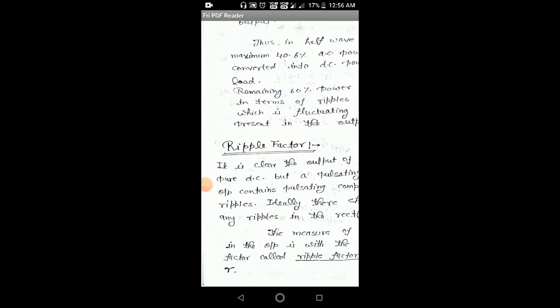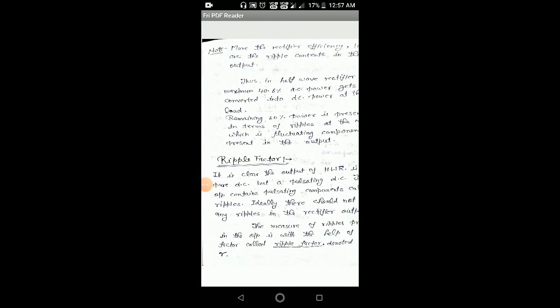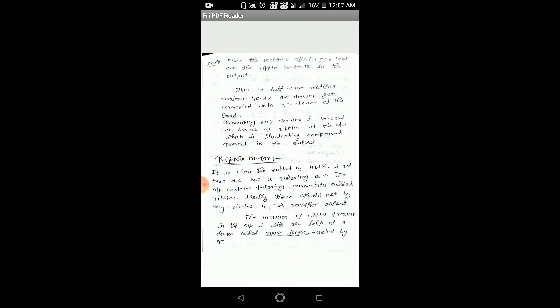So now the next topic is the ripple factor for the half wave rectifier. It is clear the output of the half wave rectifier is not pure DC but a pulsating DC. The output contains a pulsating component called ripples. Ideally, there should not be any ripples present in the rectifier output. The measure of ripples present in the output is given with the help of a factor called the ripple factor, denoted by gamma.